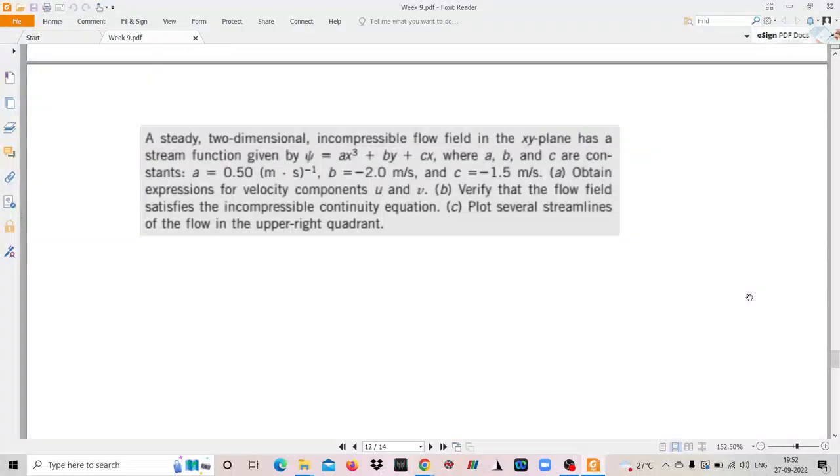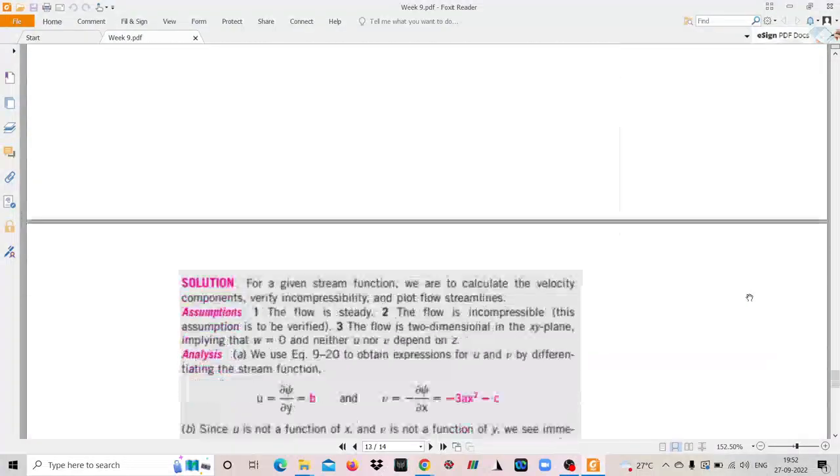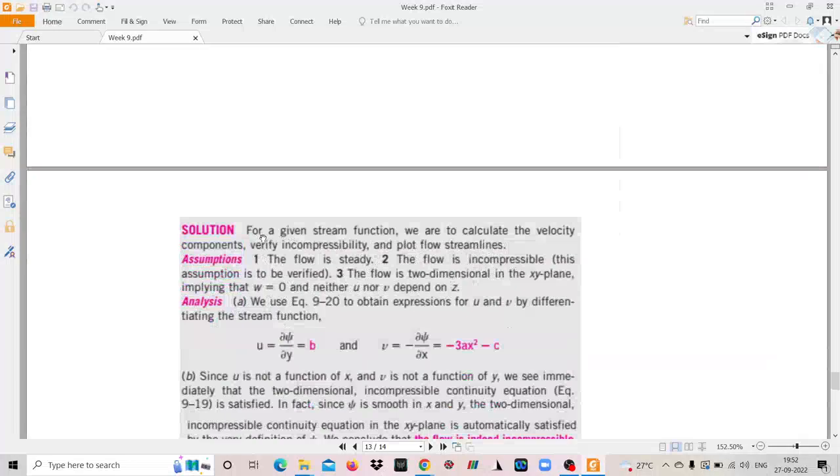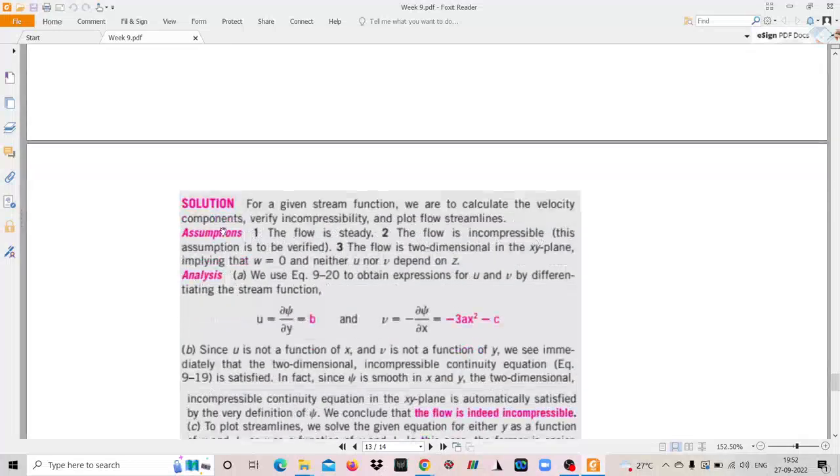Okay, so let us discuss the solution to this problem. For a given stream function, we need to calculate the velocity components in the first part. In the second, we need to verify that the velocity components satisfy the steady incompressible continuity equation, and in the third part we need to plot the streamlines.